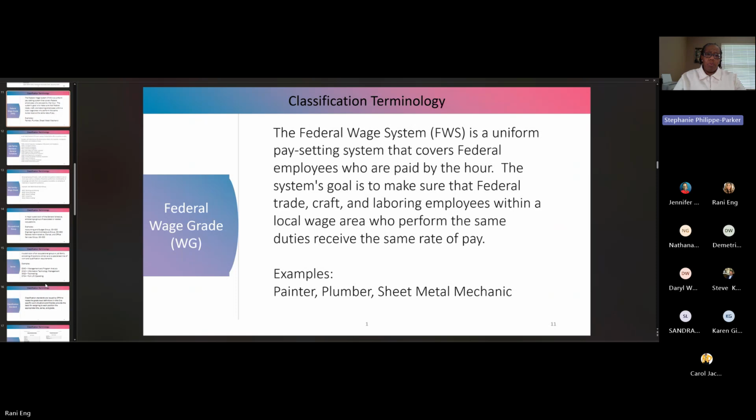So as we go through the rest of the presentation today and some more terminologies, we will be moving back and forth between general schedule and wage grade types of work. So it's important that we know the difference between the two types of work that we just discussed. Next slide, please.